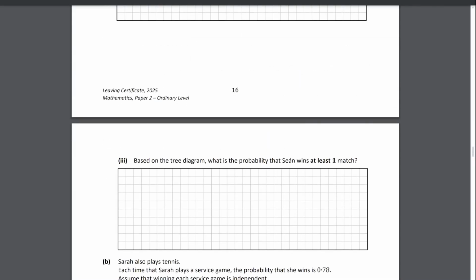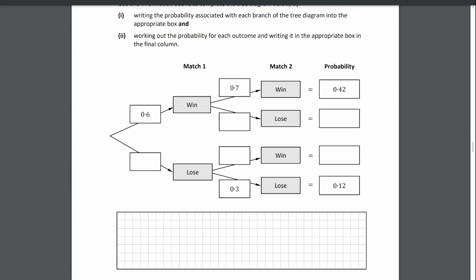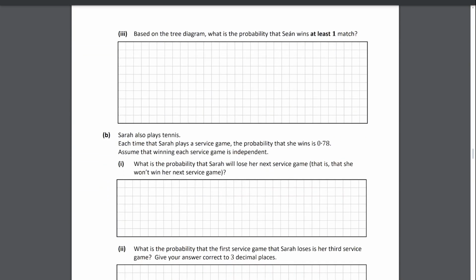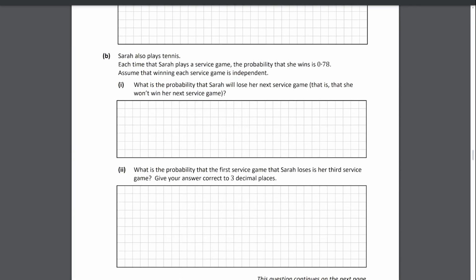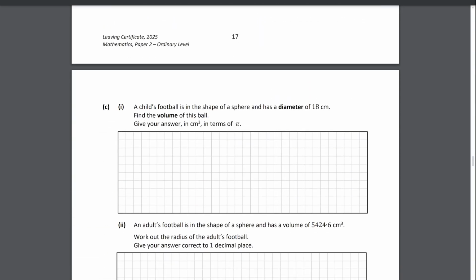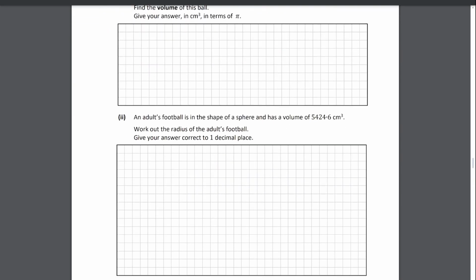And then finding a probability that Sean wins at least one. So consider the win-lose and lose-win cases. And then a bit of a strange but manageable probability question about someone playing tennis. And then it went on to area and volume for whatever reason.